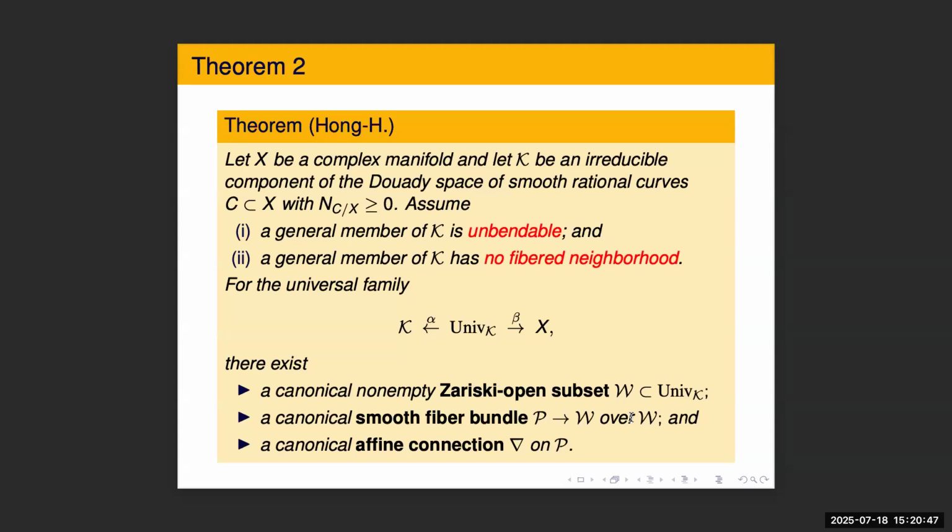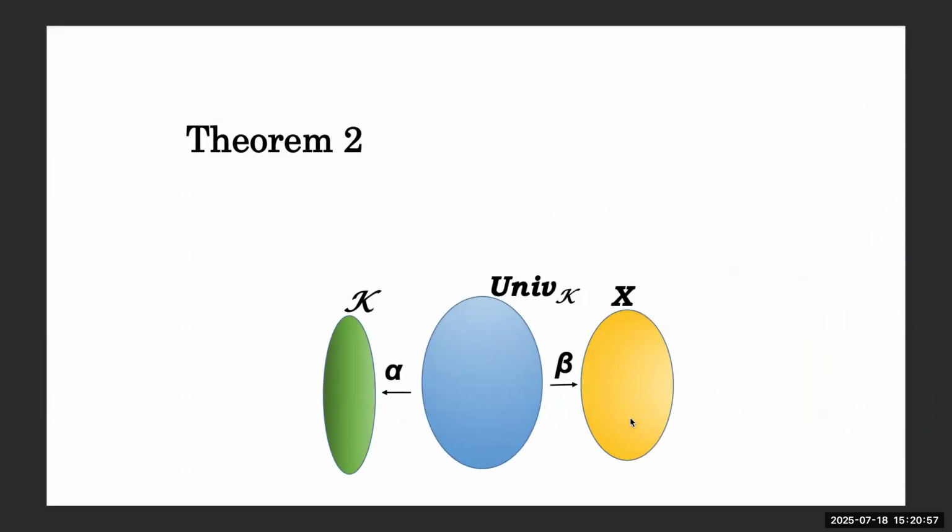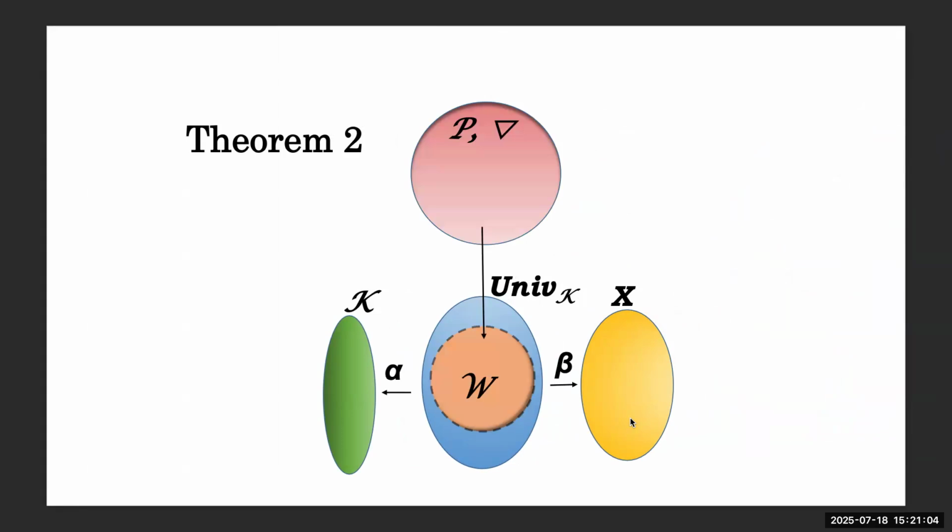Now the statement looks somewhat strange maybe to you. Why suddenly an affine connection over there? To illustrate, here's the picture. Theorem 2 says that when you have this universal family of rational curves, there's some Zariski open set W and some fiber space P over this Zariski open set W, and on this P you have some natural affine connection, nabla. So that's the statement of this theorem.